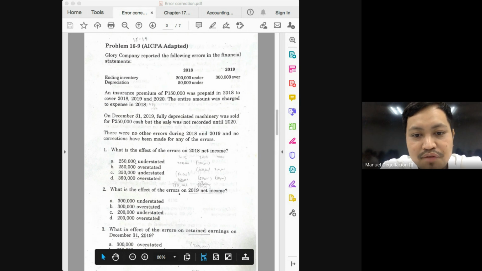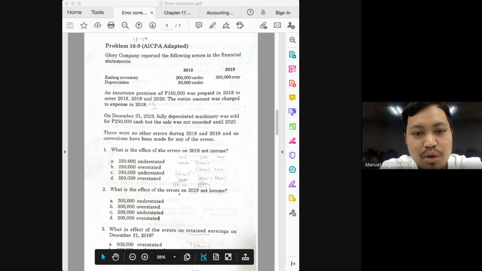Okay, next, what is the effect of the errors on retained earnings? Of course, class, the effect on the relationship between net income and retained earnings is direct. If net income is understated, retained earnings must be understated. If net income is overstated, retained earnings will also be overstated. But here, what are you supposed to apply? You should know that the effect of your income on your retained earnings is cumulative. So if there is a misstatement in 2018 and in 2019, the net amount there would be the misstatement on your retained earnings.